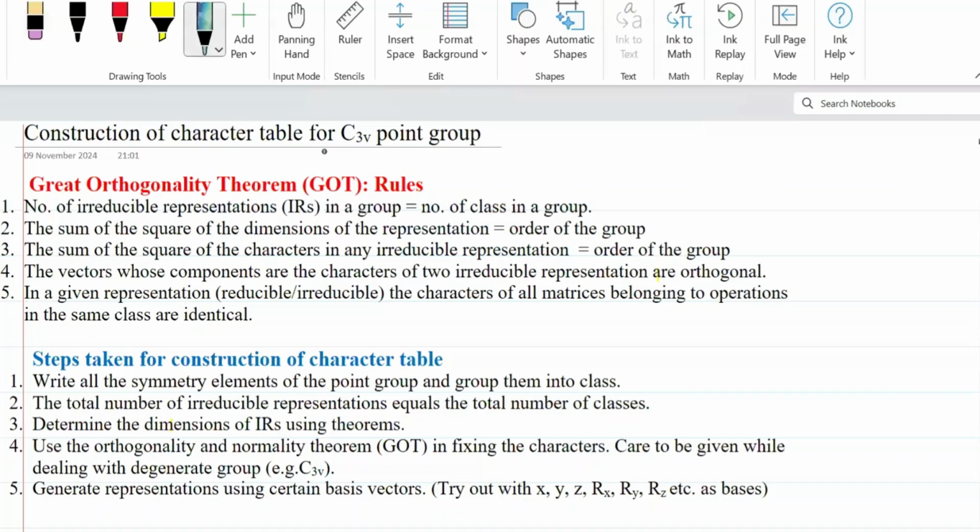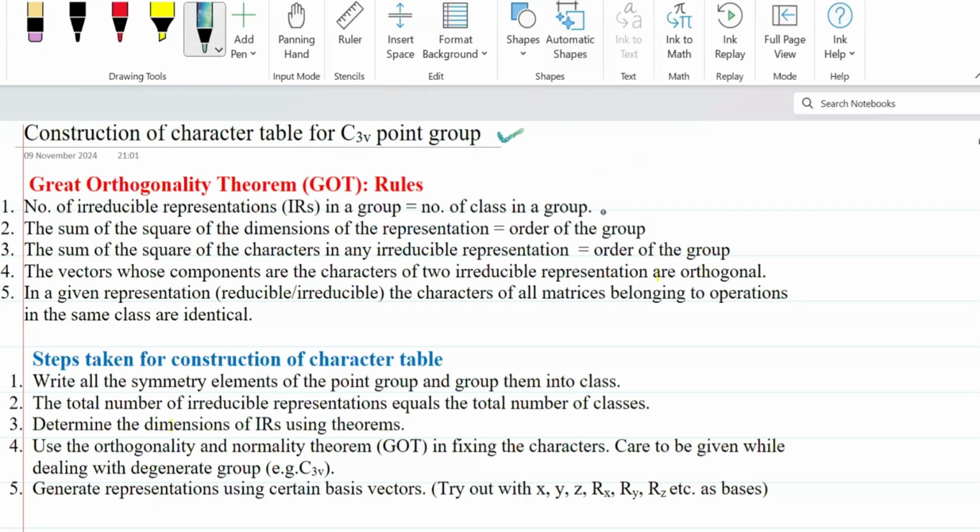Hello everyone. Let us discuss the construction of the character table for the C3v point group in this presentation. Before going into that, let us have a recap of the rules dealt with in the great orthogonality theorem, which are going to be used for the construction of the character table.